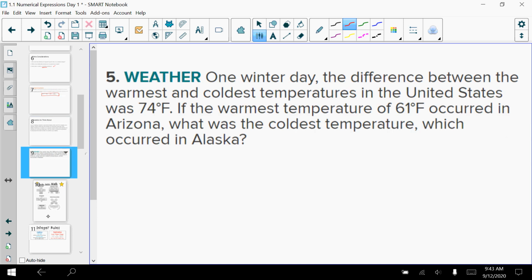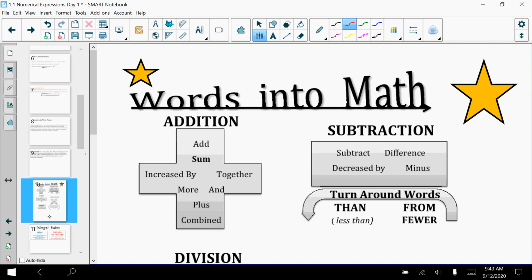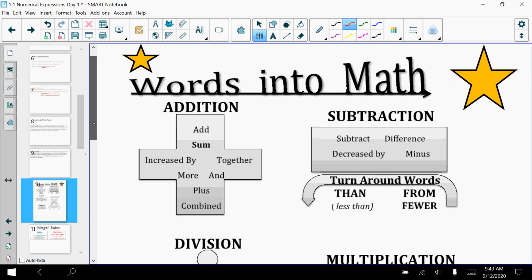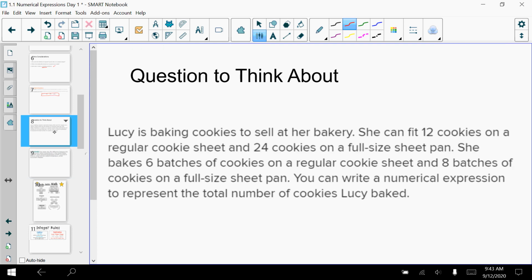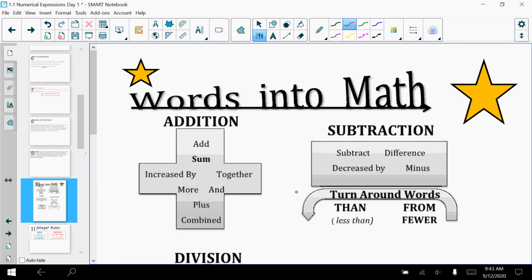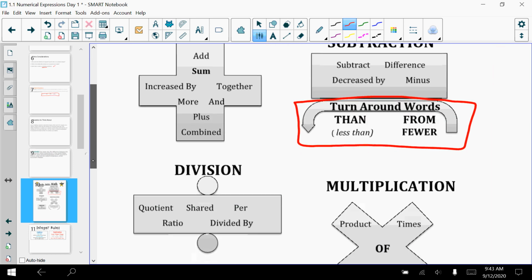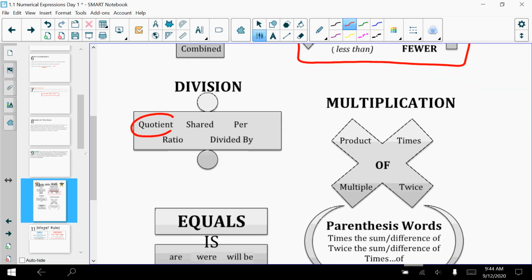We skipped this question because we wanted to save a little bit of time and talk about words into math. So a little bit of our vocabulary. I did not do any lessons with the vocab yet, other than the word problem that we looked at together, because I want to give students a chance to look at their vocab. These turnaround words are words that students tend to struggle with. Quotient and per are two words that mean division that students struggle with. Product and of are for multiplication, but of is one of those weird ones.